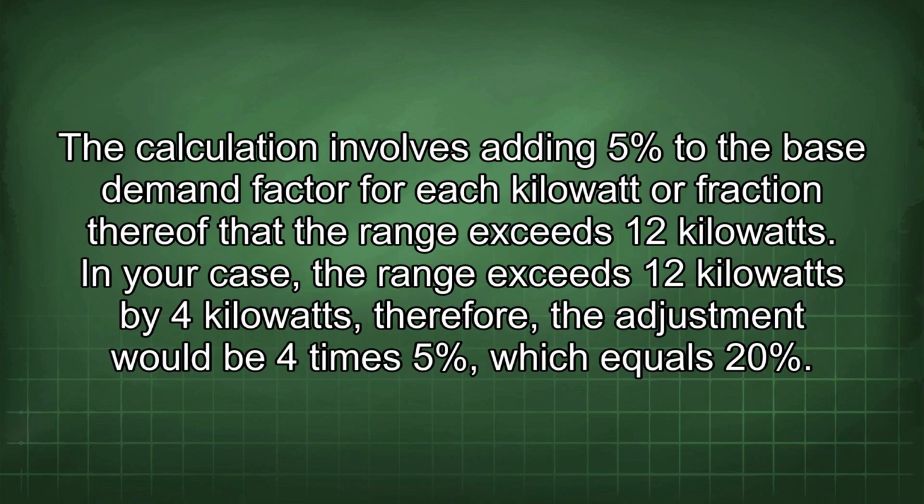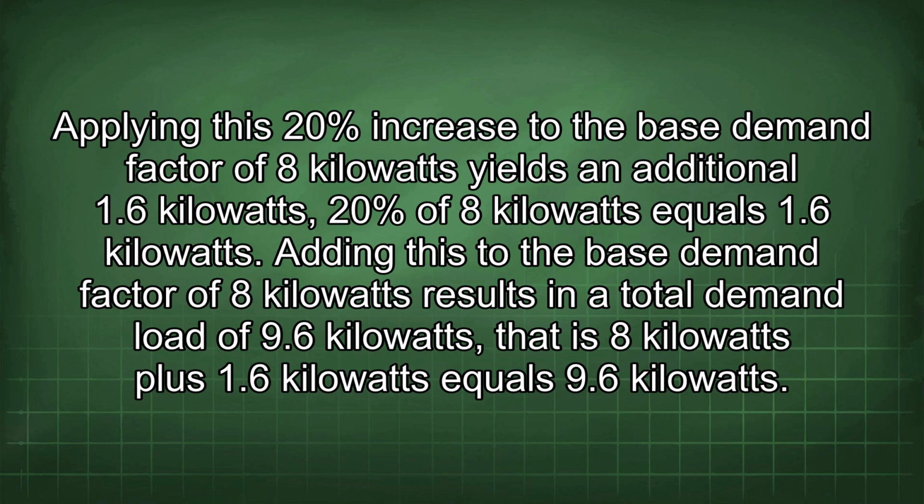The calculation involves adding 5% to the base demand factor for each kilowatt or fraction thereof that the range exceeds 12 kilowatts. In your case, the range exceeds 12 kilowatts by 4 kilowatts, therefore, the adjustment would be 4 times 5%, which equals 20%. Applying this 20% increase to the base demand factor of 8 kilowatts yields an additional 1.6 kilowatts. 20% of 8 kilowatts equals 1.6 kilowatts. Adding this to the base demand factor of 8 kilowatts results in a total demand load of 9.6 kilowatts. That is 8 kilowatts plus 1.6 kilowatts equals 9.6 kilowatts.